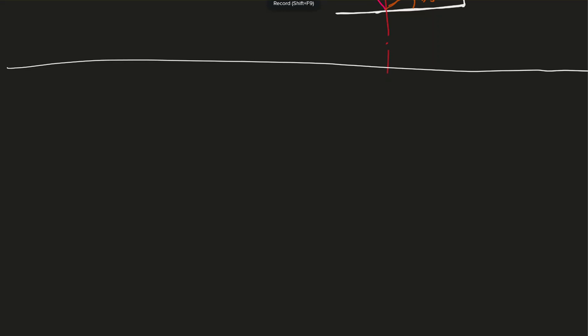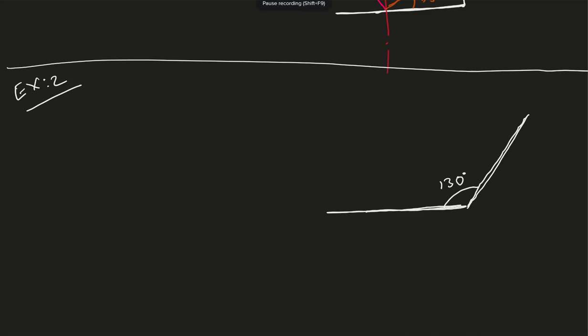Now I'm going to do a similar example. Here the two mirrors are not perpendicular to each other, but one mirror is lying on the x-axis. So here is example 2 we're doing. Another mirror is making some angle with that first mirror.